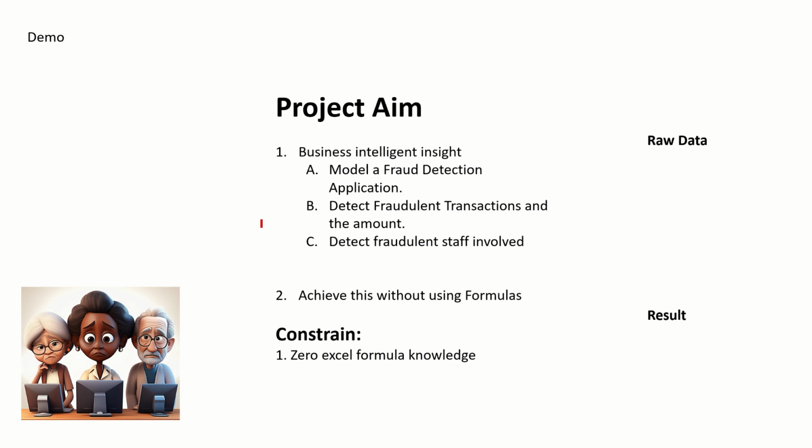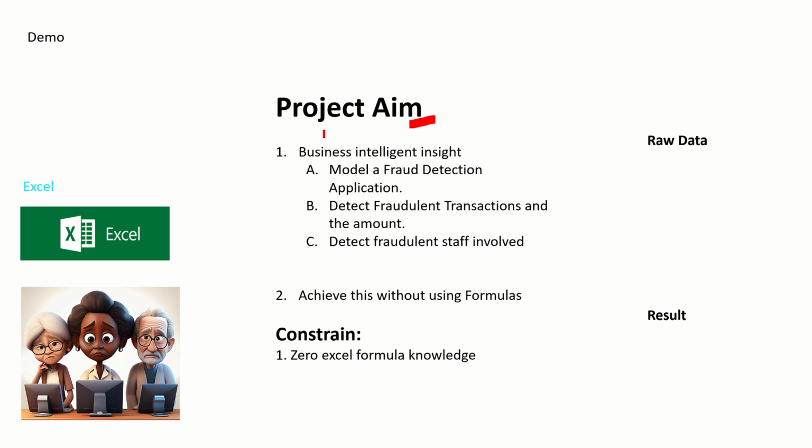Going to the next page. Yes, this is their project aim. Let's have a look at what their project aim is. I can see clearly this is the project aim, and they have one, two points under the project aim, and finally one constraint. So let's start from the top.